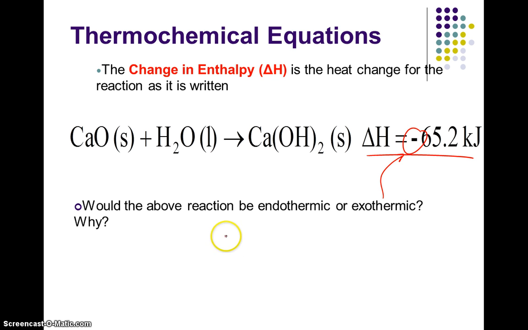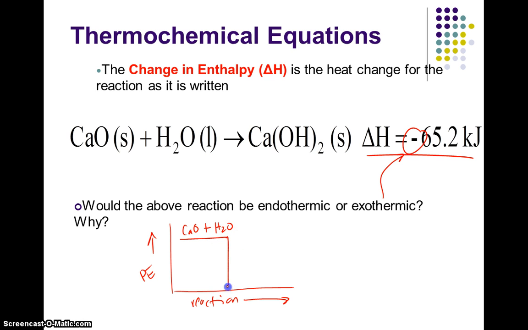So if we were to think of this in terms of a reaction diagram, where we've got our potential energy going up the y-axis, and we've got our reaction course going on the x-axis, what would happen in order for us to have a negative enthalpy change is our calcium oxide and our water are going to have a higher potential energy than our calcium hydroxide that we're making. And so this drop in enthalpy, this drop in energy, is going to be a negative 65.2 kilojoules.